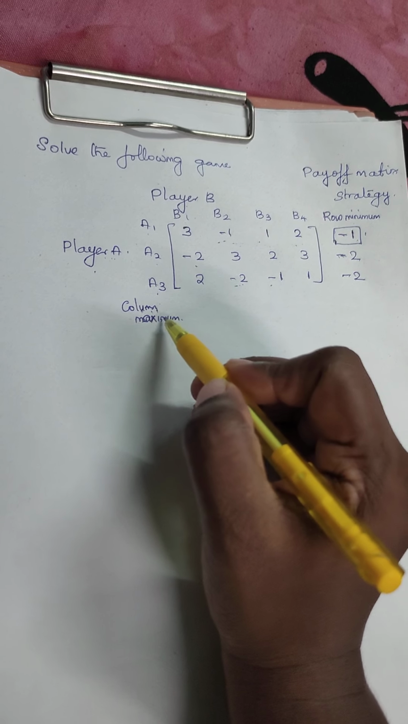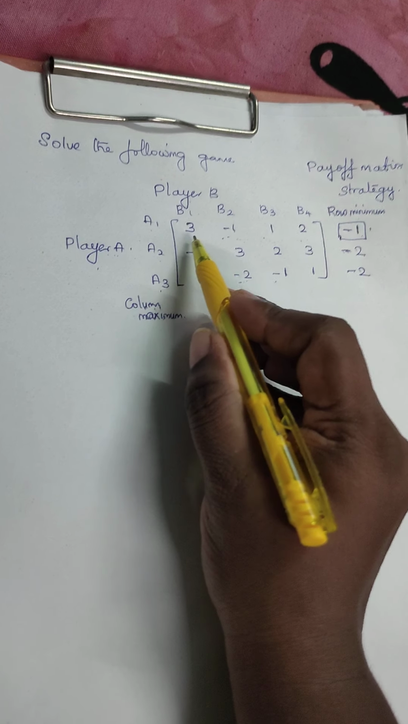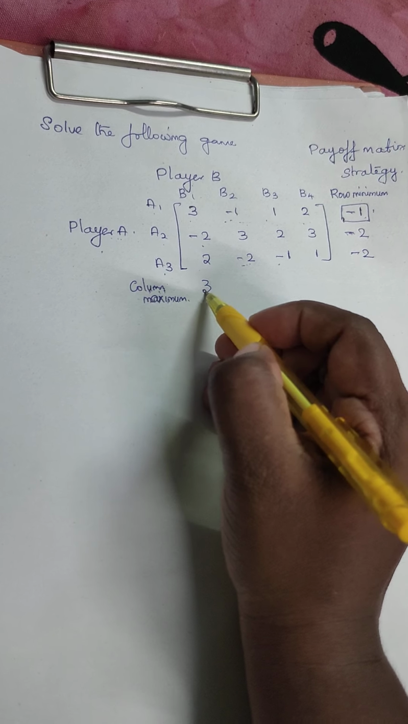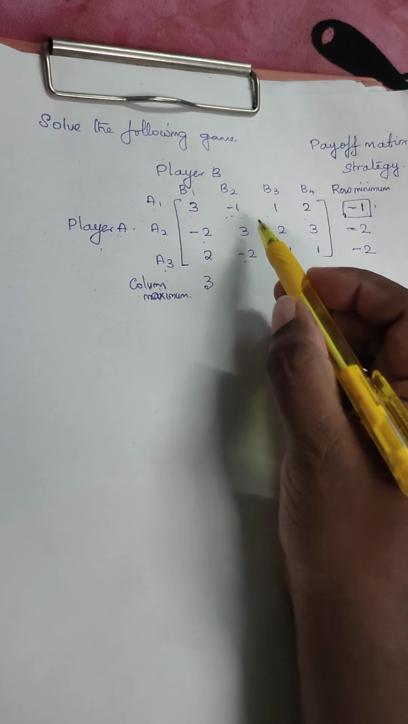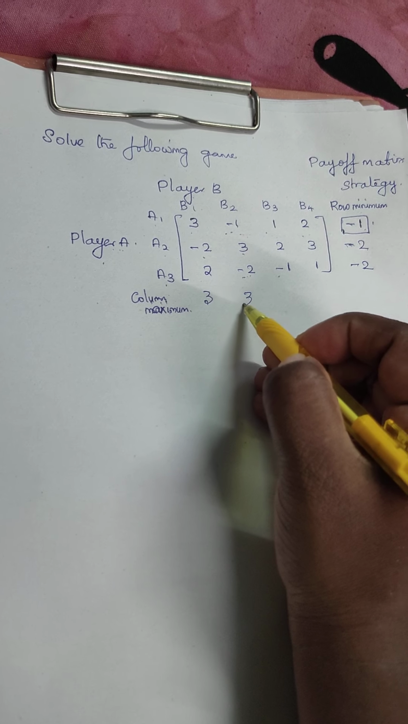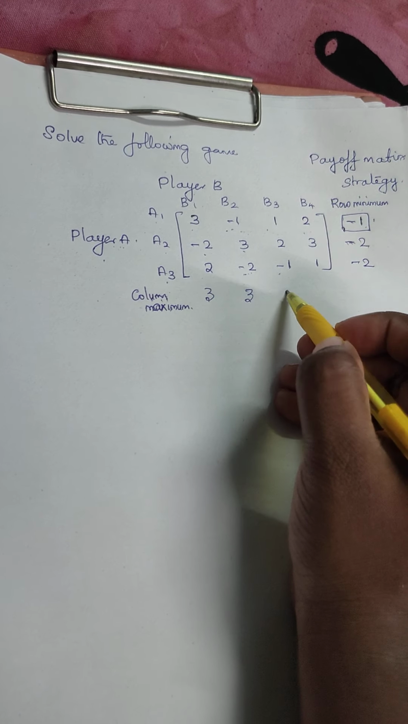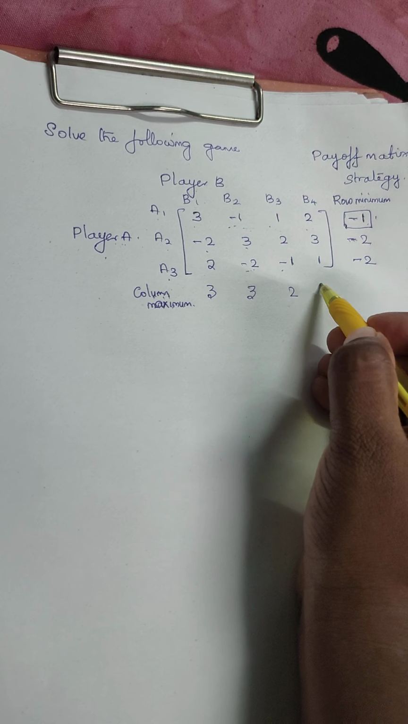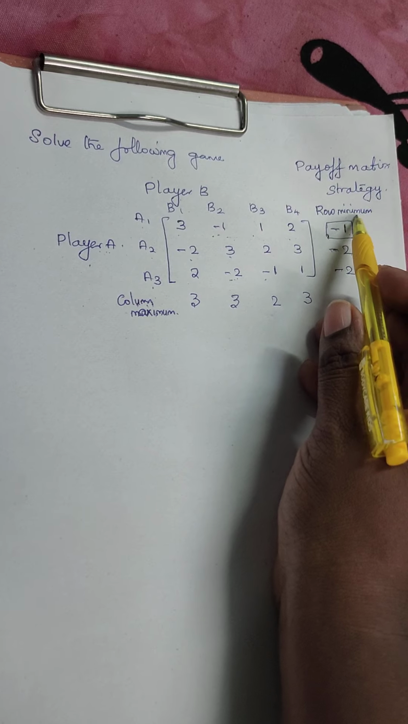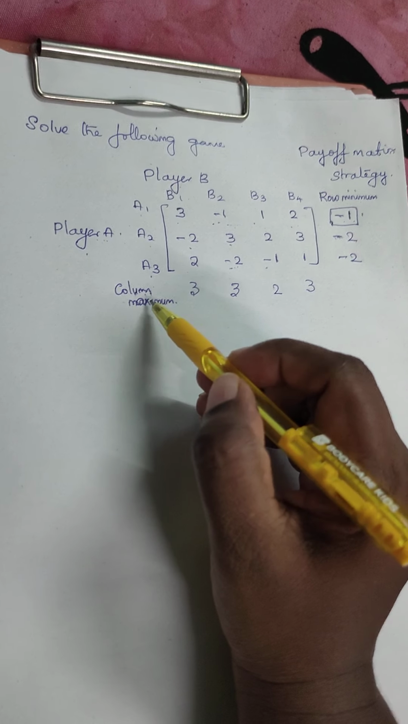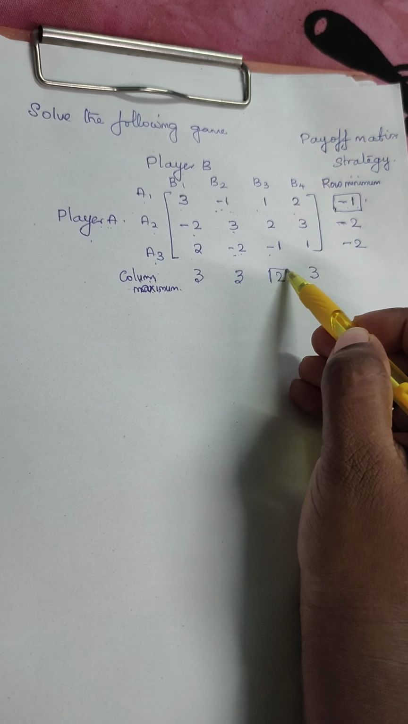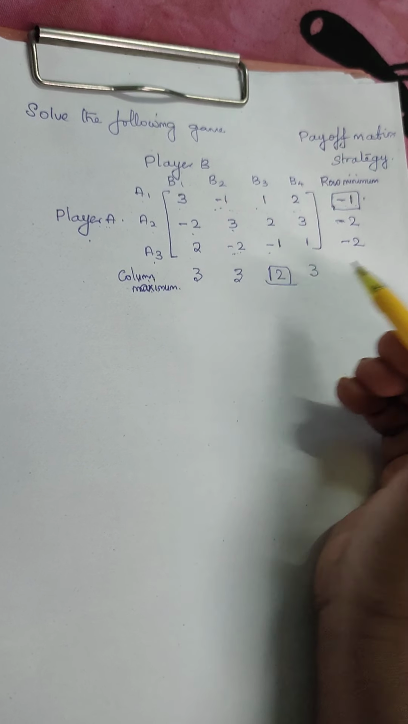Second step, here you have column maximum. The first column, the maximum is 3. This is easier than row minimum itself. Again, the second column maximum is going to be 3. You have 2 and you have 3. Now here we had minimum, we selected the maximum. Here you have maximum, you are going to select the minimum. So this becomes the minimum.